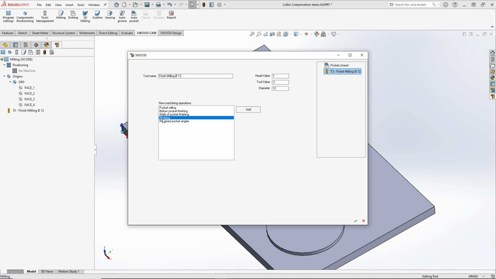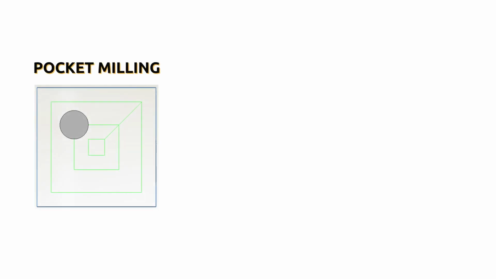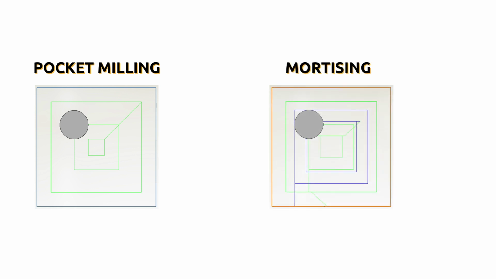There is another operation available in Swood which used to be called pocket with compensation and is now called mortising. A standard pocket operation makes the resulting pocket size dependent on the size of the tool, and therefore a wall pocket operation is needed to finish the surface, removing the remaining geometry. With a mortising operation, however, the final size of the pocket is independent of the tool size.